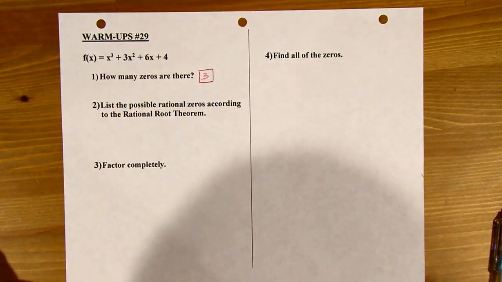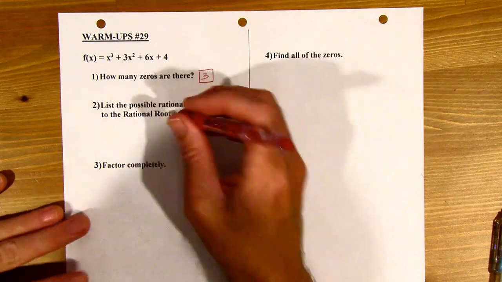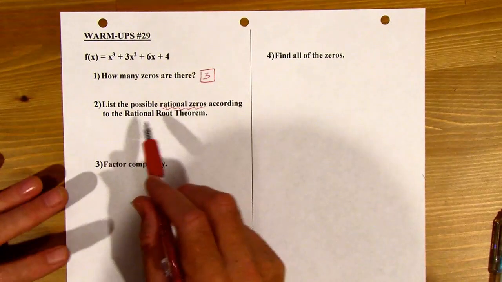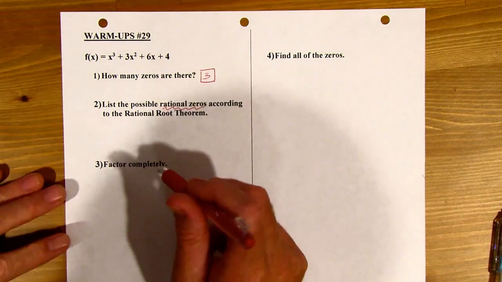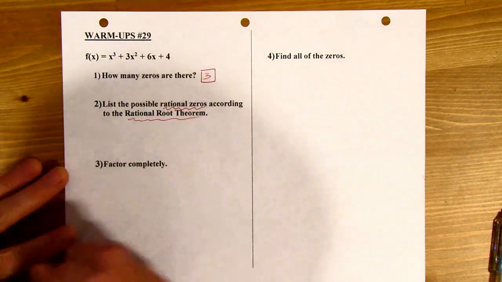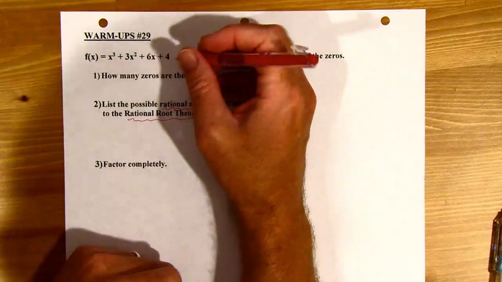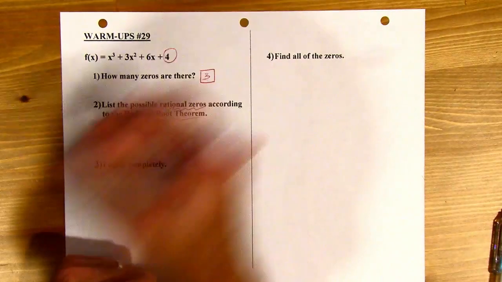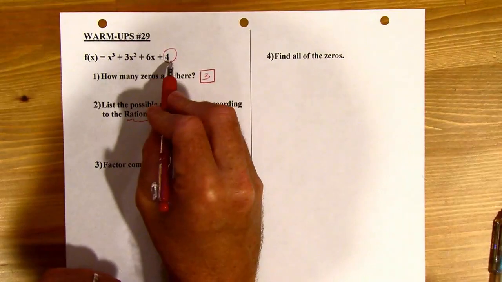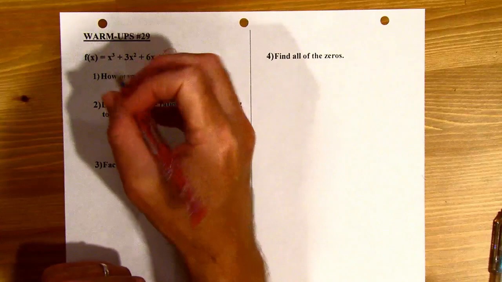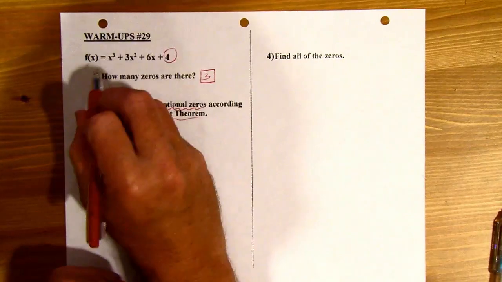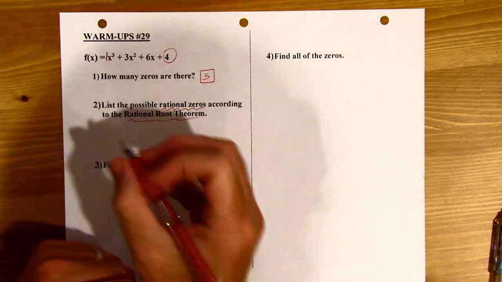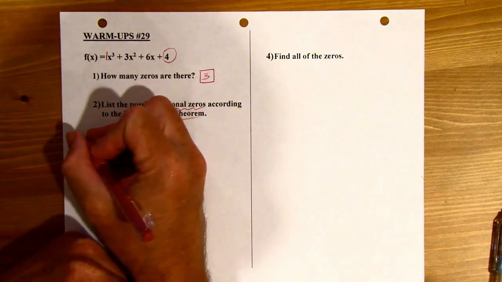Okay? And then we're going to list the possible rational zeros. So I'm not going to list all of the possible zeros. I'm going to list the possible rational zeros using the rational root theorem, which means I'm going to take the factors of the last term, the constant term, over the factors of the leading coefficient. So my leading coefficient here is 1. Okay, so I'm going to do the factors of 4 over the factors of 1.